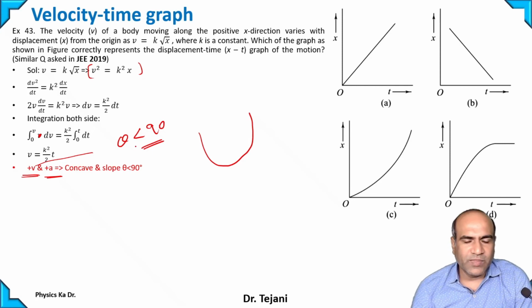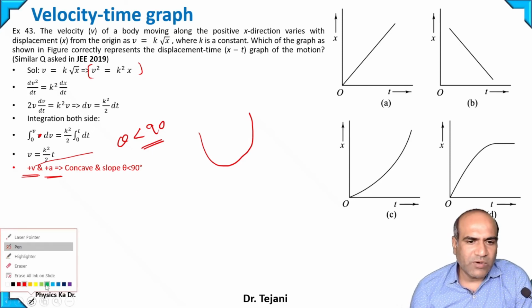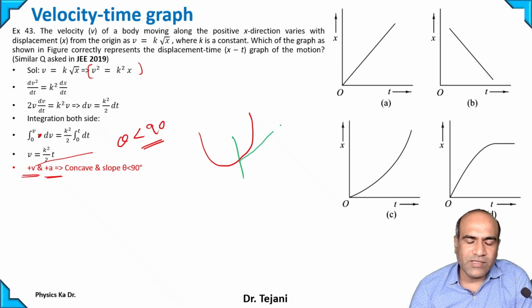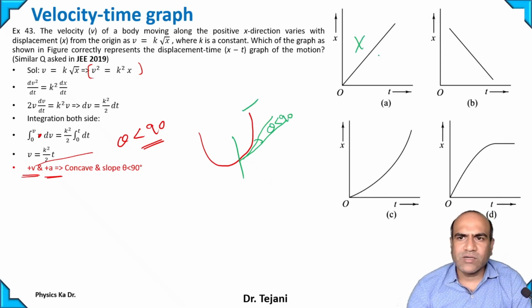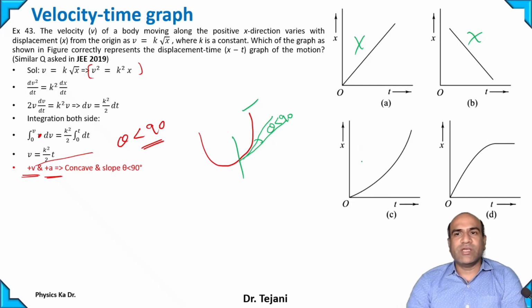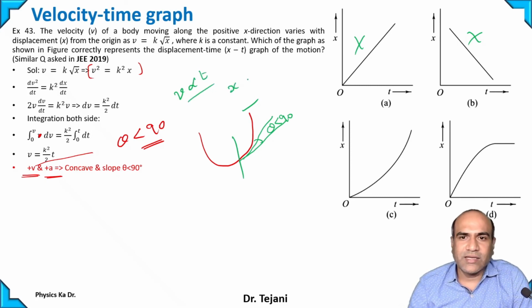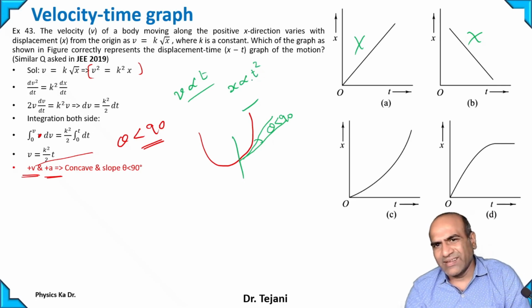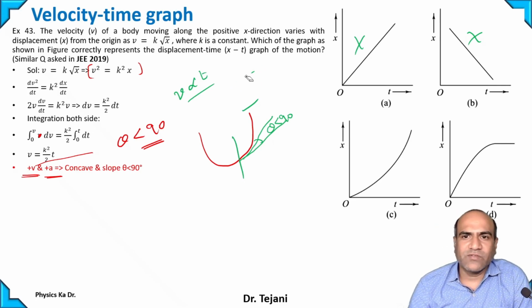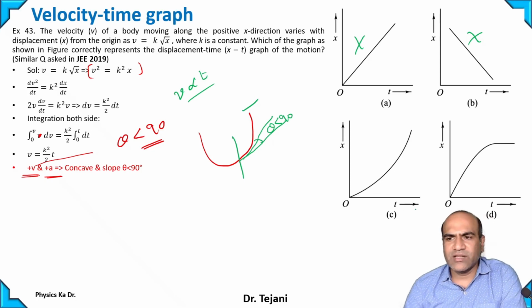Slope should be positive. When we are talking about slope, if we take this theta, it is less than 90 degrees, so this slope will work. Just compare, this is not the one, x versus t, because here velocity is directly proportional to t. That means x should have curvature, proportional to t square or something like that. So the first two options are incorrect, and c and d are possible.